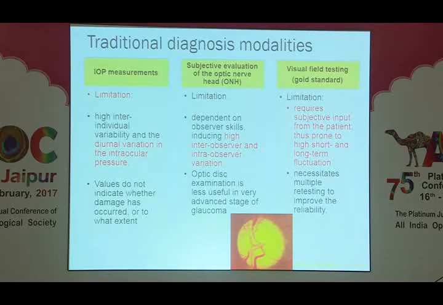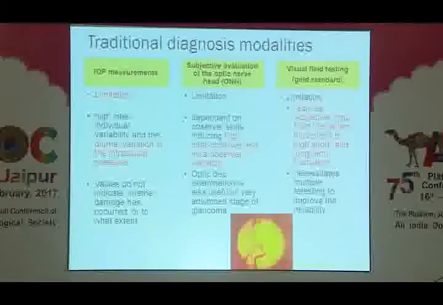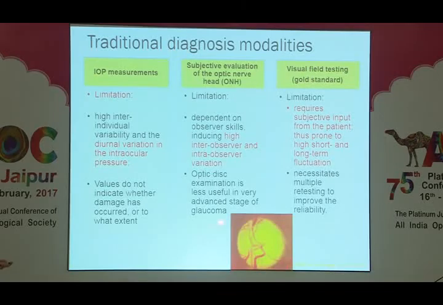The subjective evaluation of the optic nerve head again depends on the observer's skill. It has high inter- and intra-observer variability, and optic nerve evaluation may not be very useful in very advanced disease when there is hardly any rim remaining. As Dr. Bhadauria described, you can have disc hemorrhages as signs of progression. Visual field is still considered the gold standard.